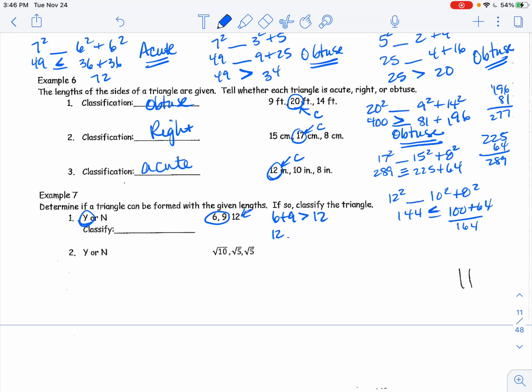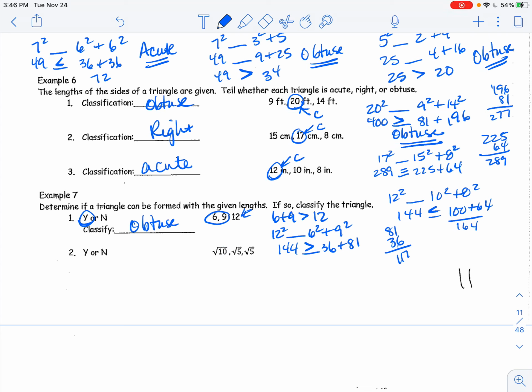So now we're going to take that c value, the largest value, compared to 6 squared plus 9 squared. So 144 compared to 36 plus 81. How about 117? So 144 is greater, and so this is obtuse. Okay, one last triangle.